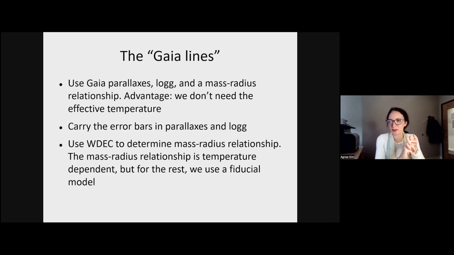And for the mass radius relationship, I use the WDEC. It's good because I also use the WDEC to do the fitting, so that's at least self-consistent. And right now I'm doing something pretty simple where to get the mass radius relationship, I just picked a fiducial model with a given internal structure, but I do take into account a temperature dependence when I use the mass radius relationship.